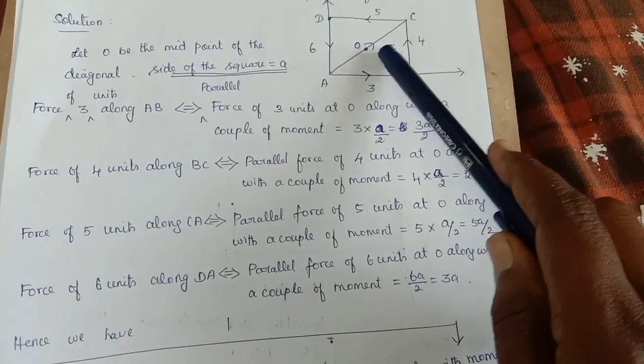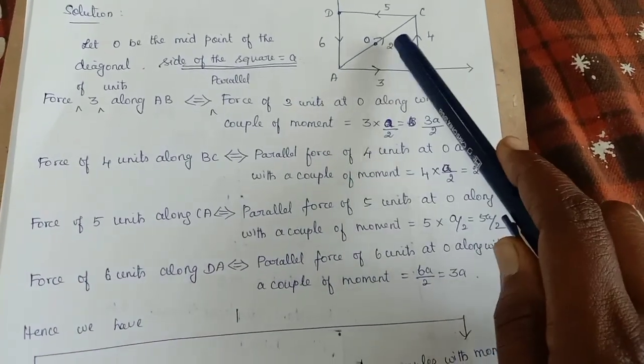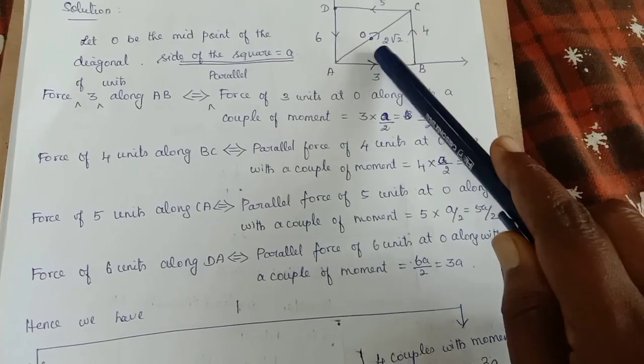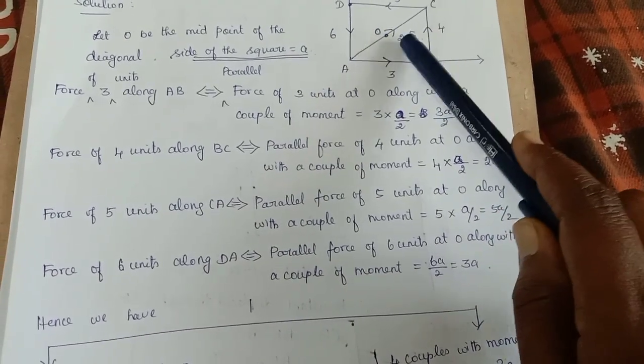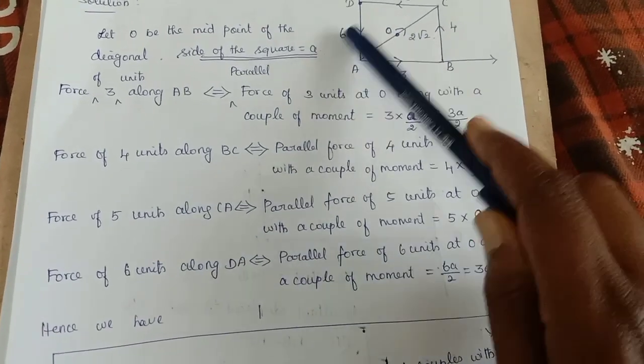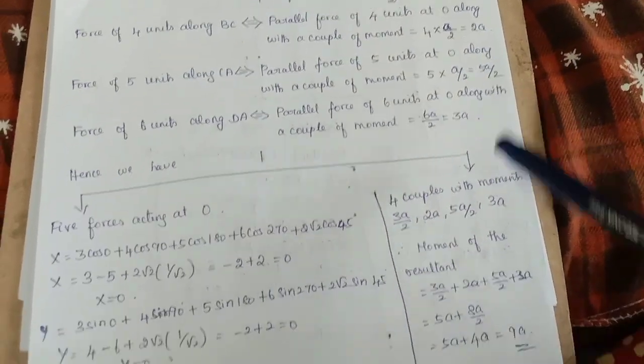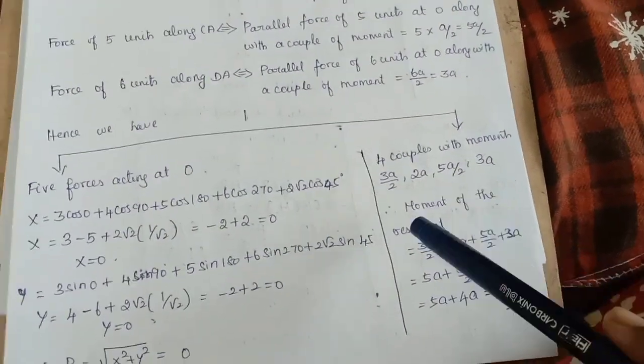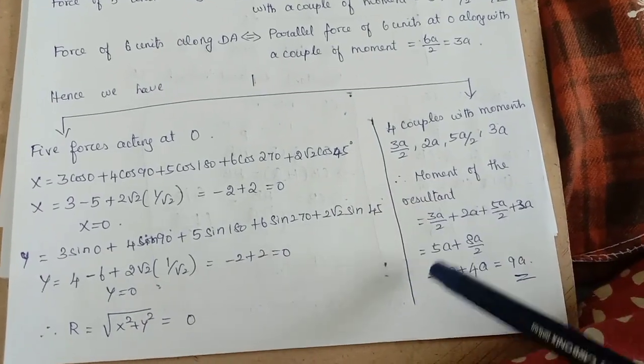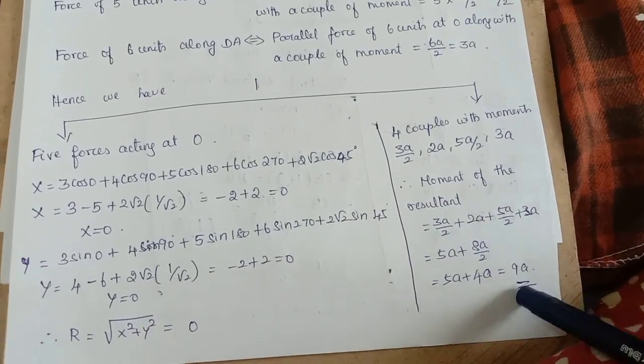Okay, for this one I don't have a couple because it is acting along the same line itself, so its moment will be 0. So this will not form any couple. The 2 root 2, no, that will not form any couple. So I have 4 couples only, with moments 3a by 2, 2a, 5a by 2, 3a. So let me complete this one first. Their moment of the resultant is equal to what? The sum of all the moments, which is equal to 9a.